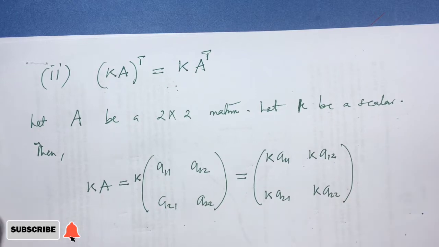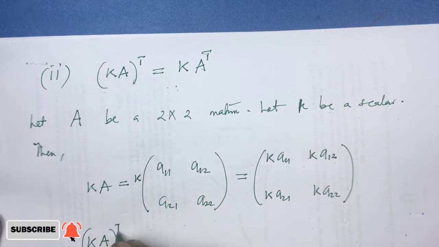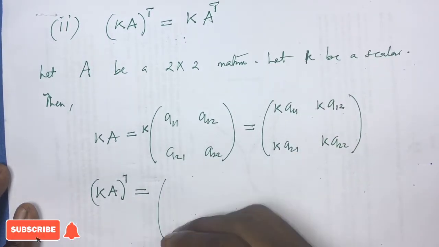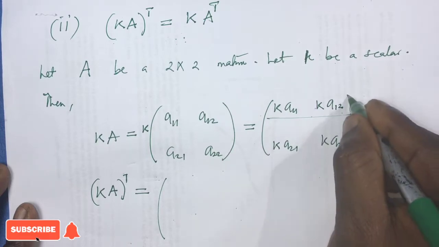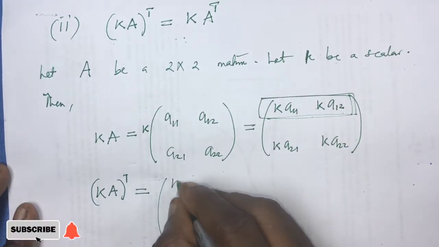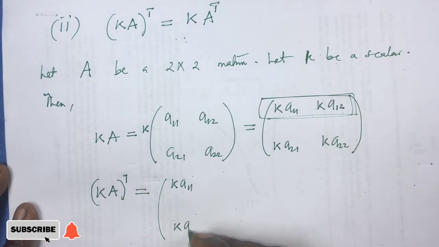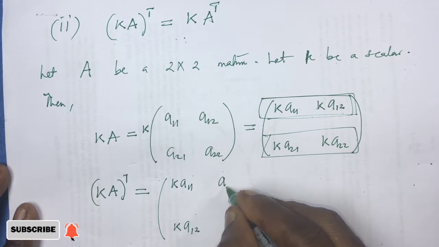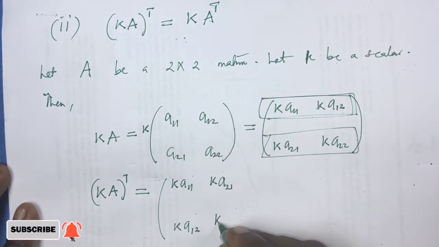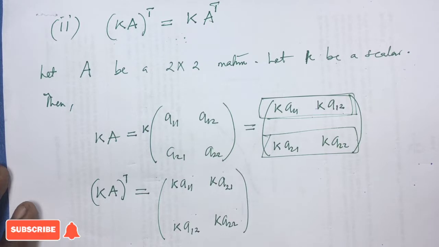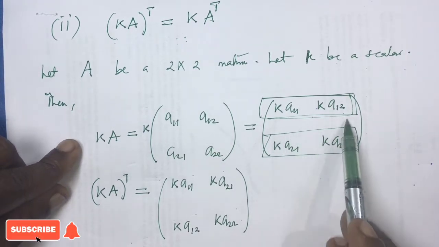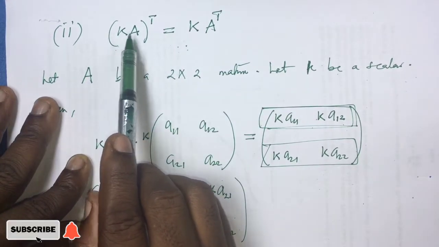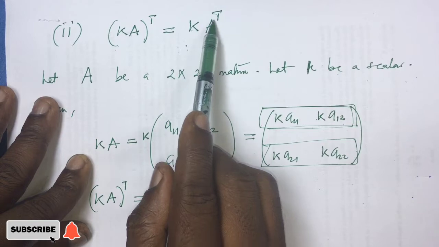So what will that be? KA transpose, if you now transpose this result, you end up transposing this, okay? That will give us the transpose. This row, rather, becomes a column. This will become KA11, KA12. Transposing this will give you KA12, or KA21 and KA22. So what have I done? I have just transposed KA. Now what did I start with? The property says transposing the product of K and A is equal to K times the transpose of A.